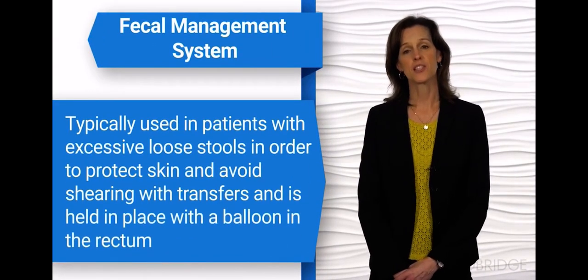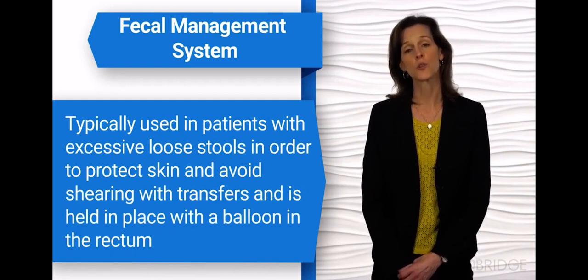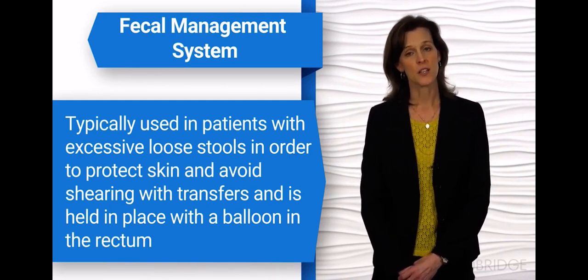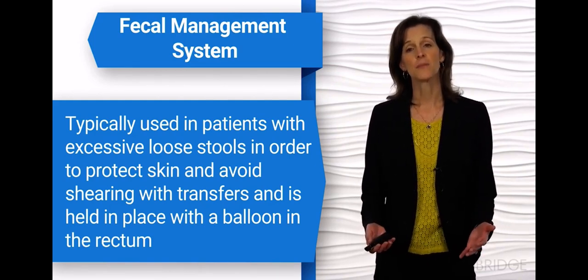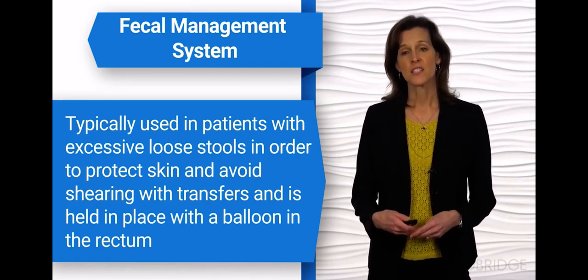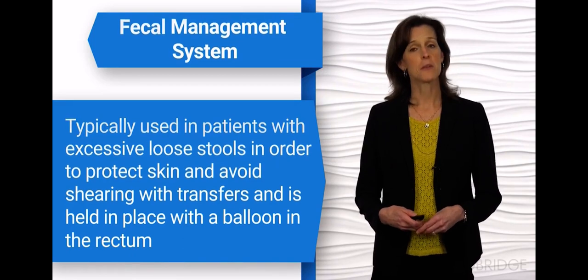The two types of internal catheters are the Foley and the suprapubic. These are secured with the balloon in the bladder, and you want to call the nurse immediately if these are dislodged. A fecal management system is typically used in patients with excessive loose stools in order to protect the patient's skin. When mobilizing these patients, you want to avoid shearing with transfers to maintain the integrity of the line. These lines are held in place with the balloon in the rectum. If it's dislodged, notify the nurse immediately.